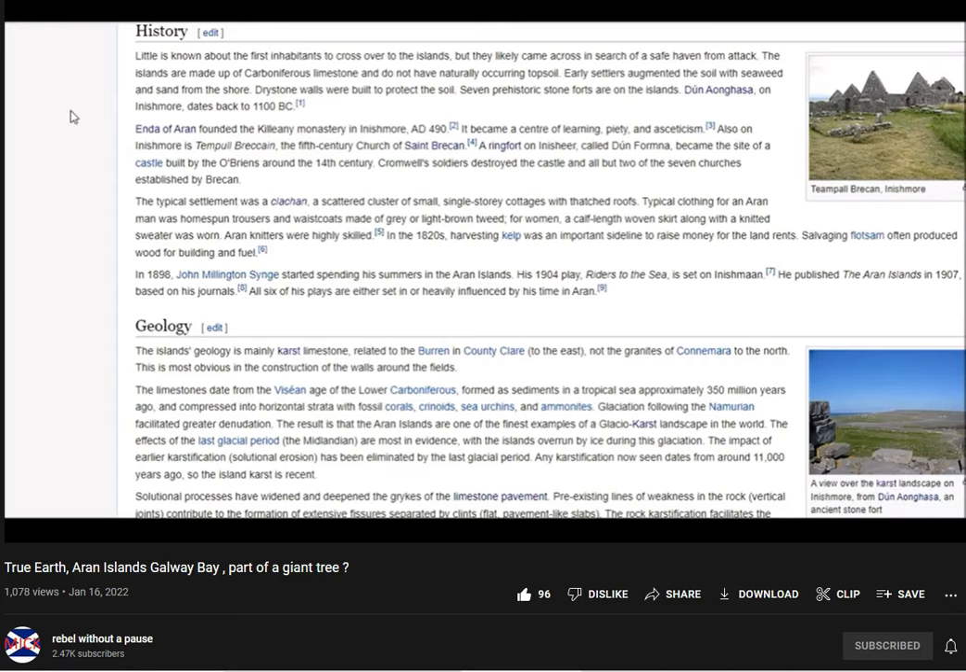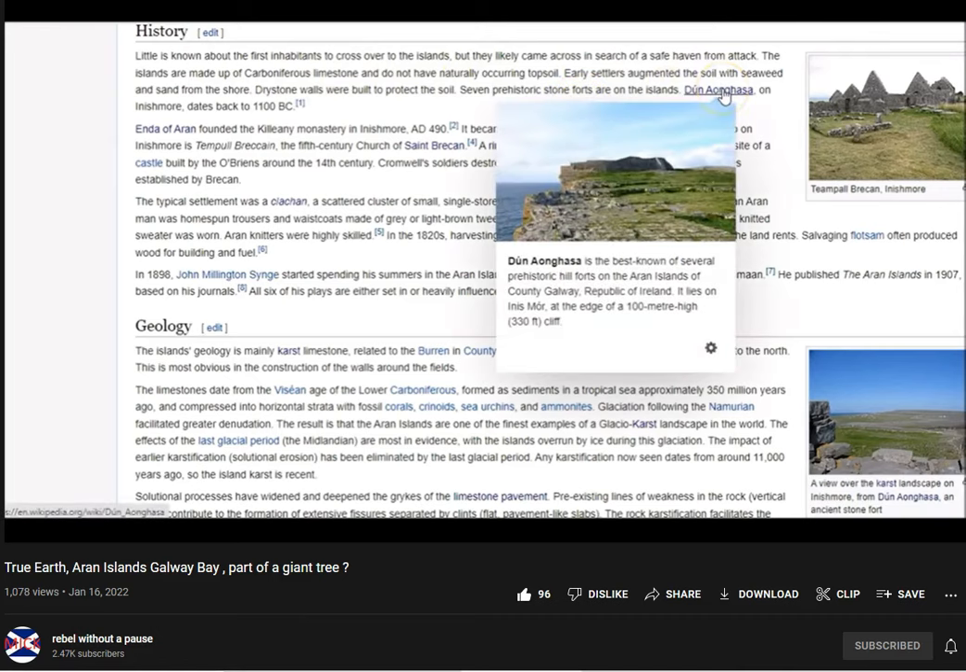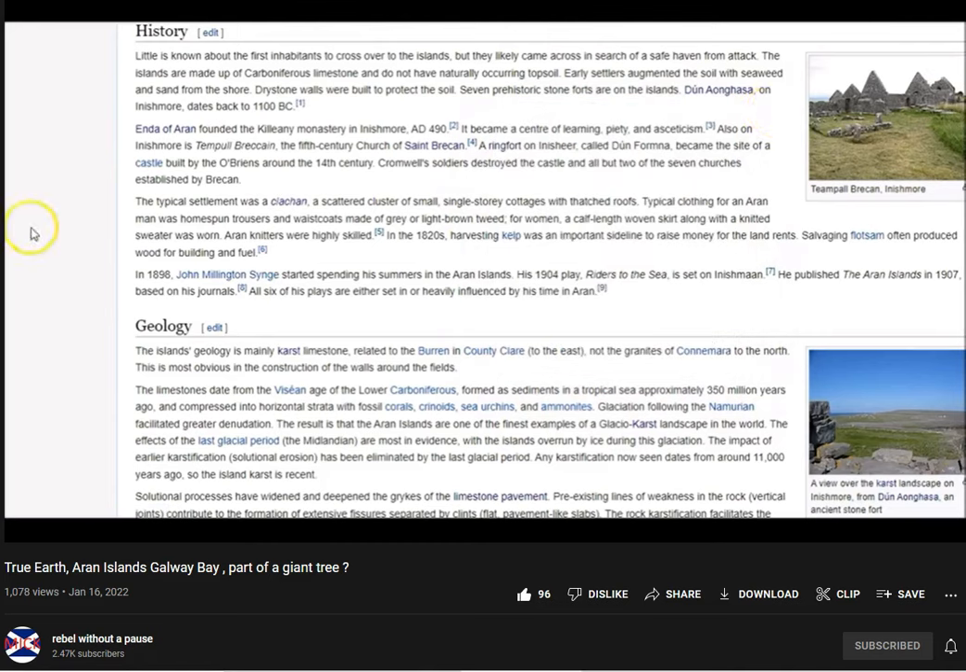Really. 7 prehistoric stone forts, I'd use the word old instead of prehistoric. They are on the islands, and we have Dun Aonghasa is the best known, and we'll look at that later, and it's on the edge of a 100-metre high cliff. Right, and then they go straight, this takes us back to 1100 BC, right, and then they jump through there right up to 490 AD.